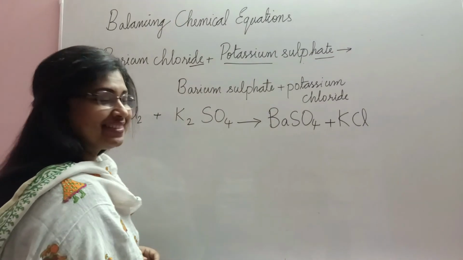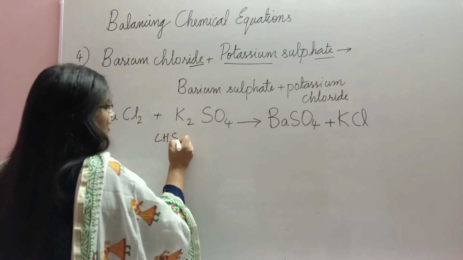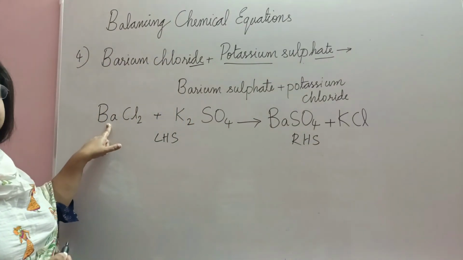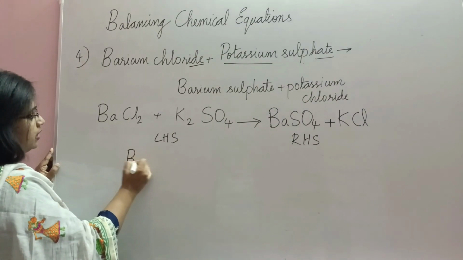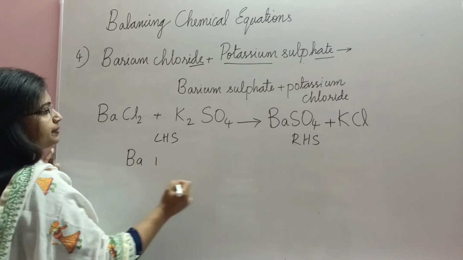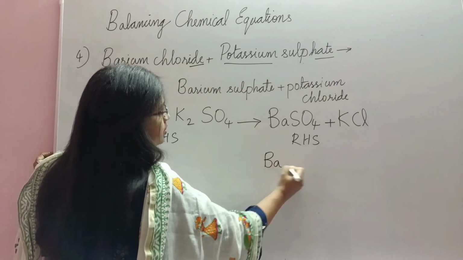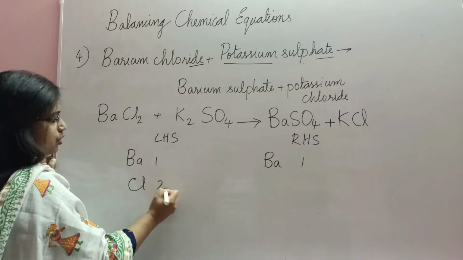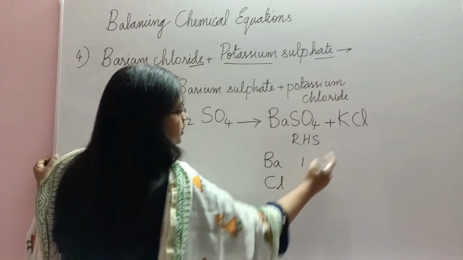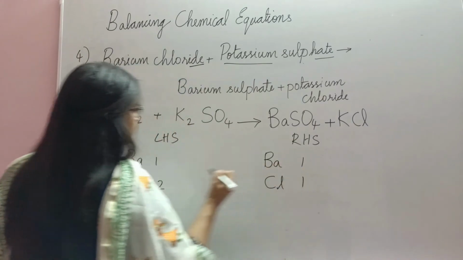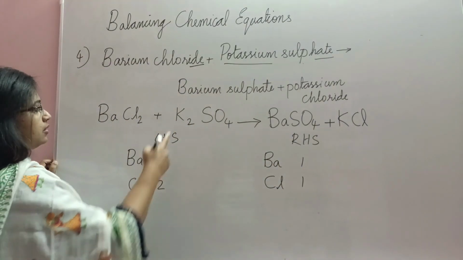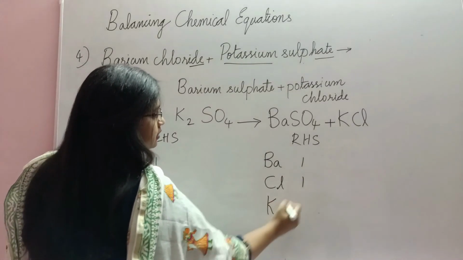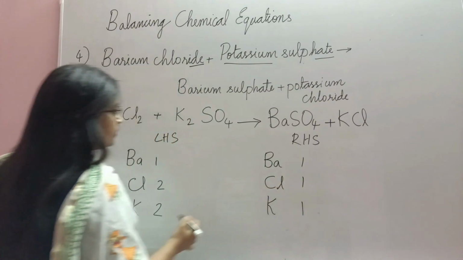Now we can start counting. Left hand side, right hand side. We can start with the barium. On the reactant side, there is only one barium. On the product side also, there is only one barium. Now chlorine, there are 2. Here, how many chlorine is there? Only 1. Now, potassium, here 2. Here, only 1 potassium is there.